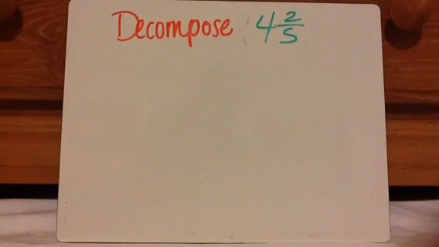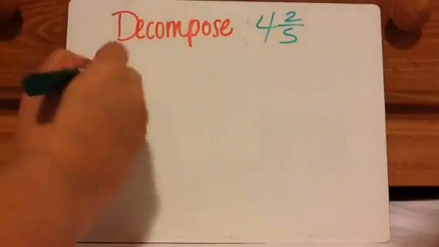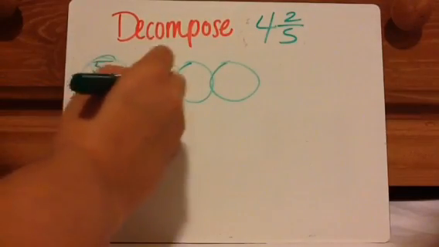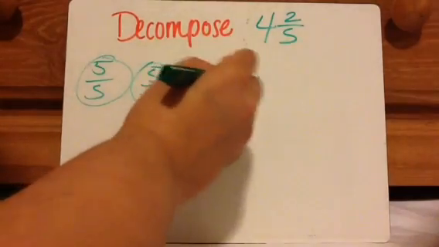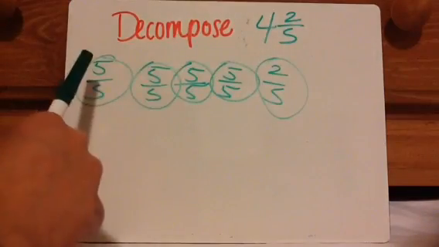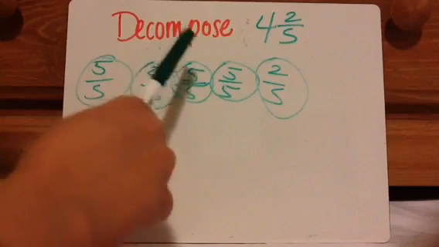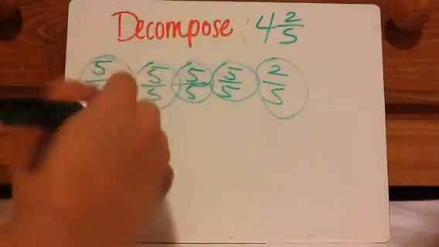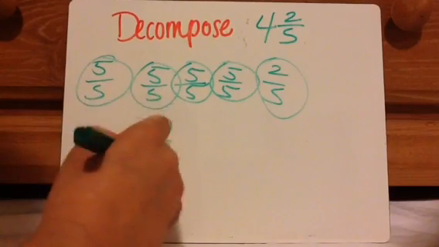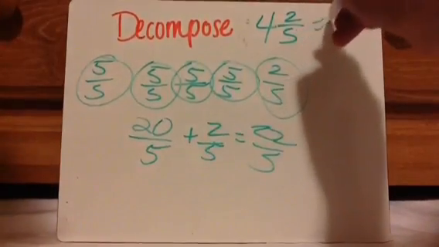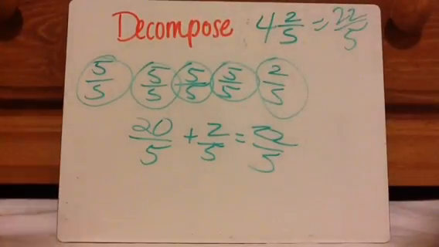Try this next one. Press pause and then press play when you're ready. Okay, so I have 4 wholes, and these are cut into fifths. 5/5 equals a whole, and then I have these 2/5 left over in that last piece. So 5/5 plus 5/5 plus 5/5 plus 5/5 equals 20/5, plus my 2/5 equals 22/5. So 4 2/5 is 22/5.